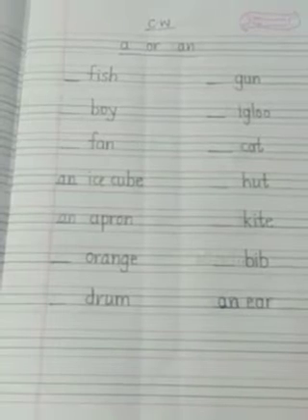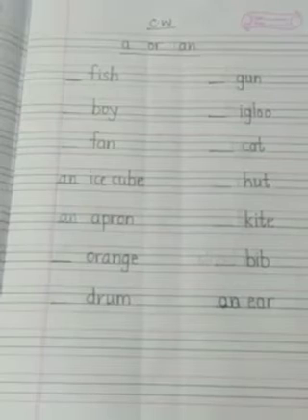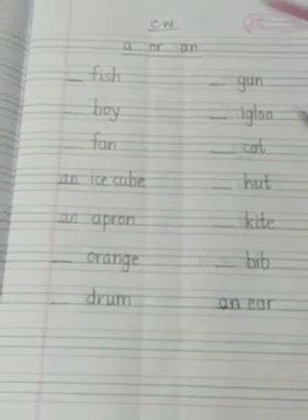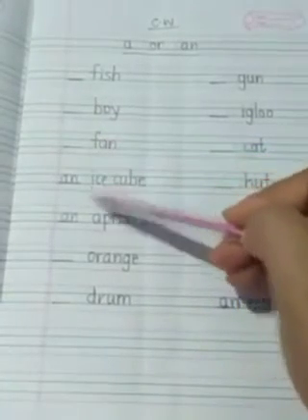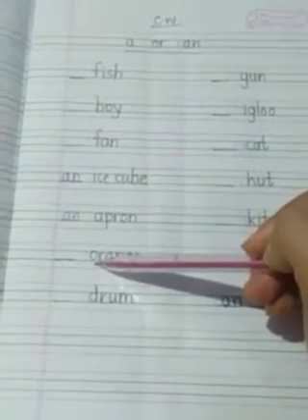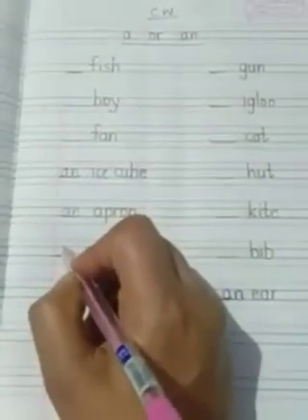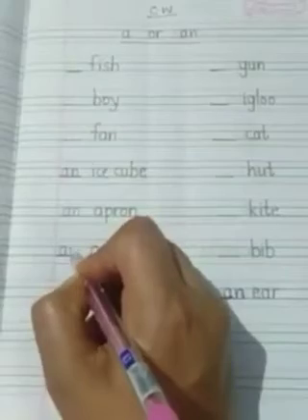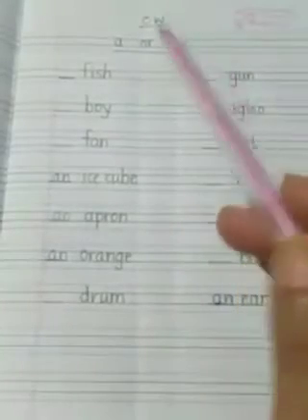Let us search the naming word that starts with the vowel sound, vowel letter O. O, O, O. That means an orange. An orange. Now let us start A, E, I. I we have not searched.